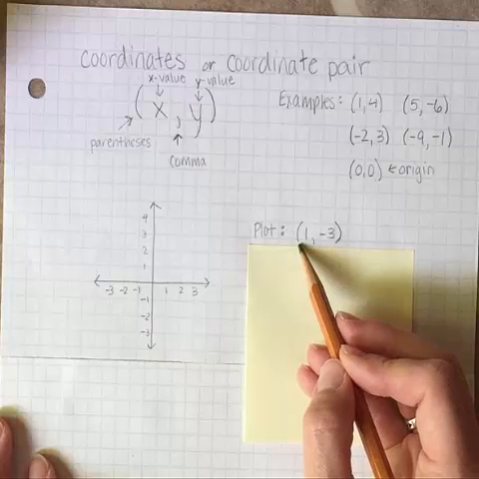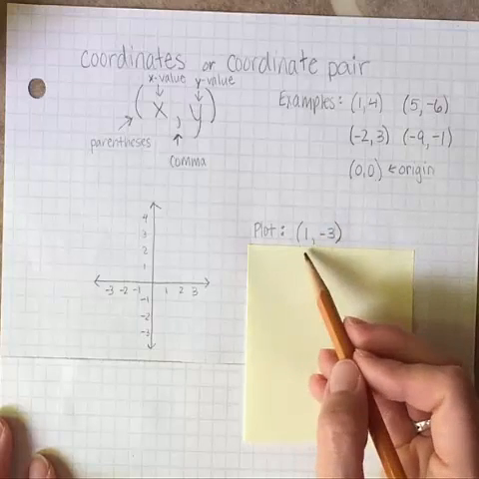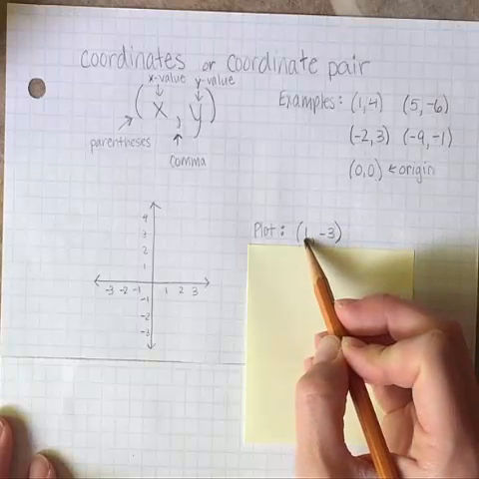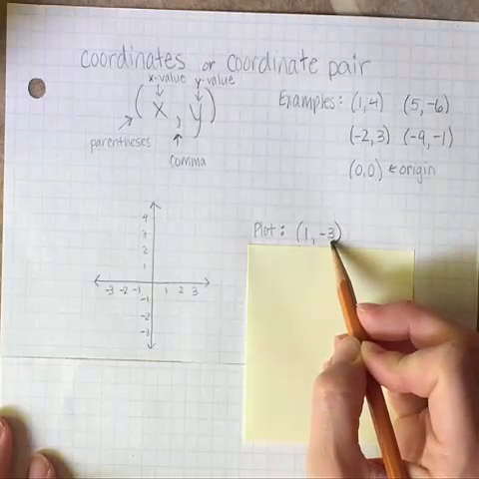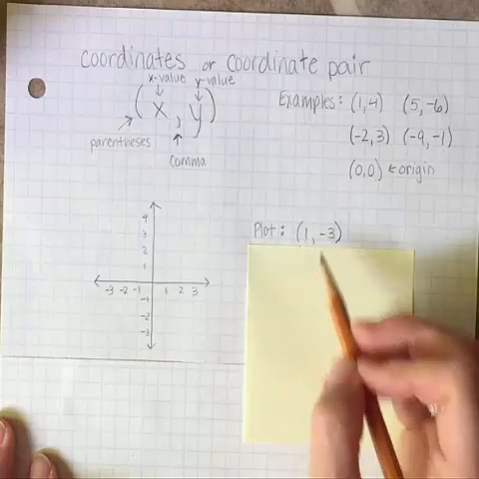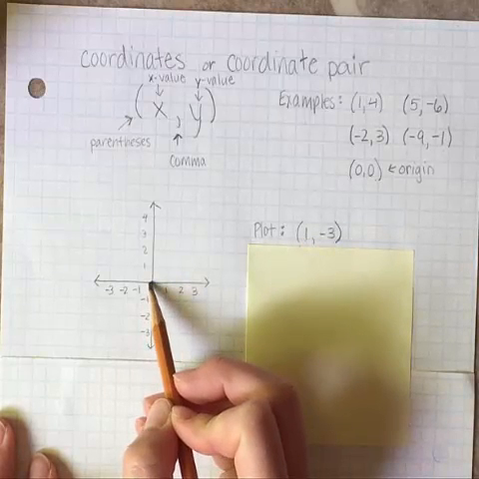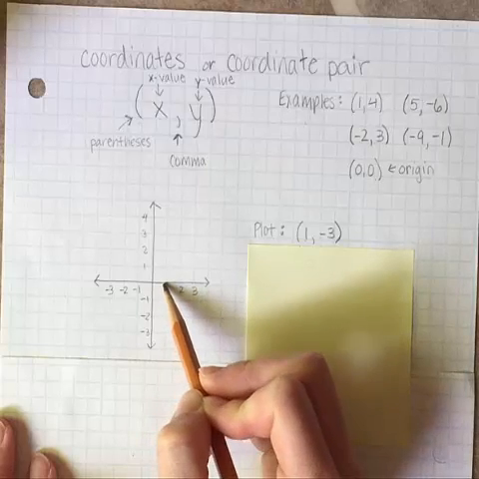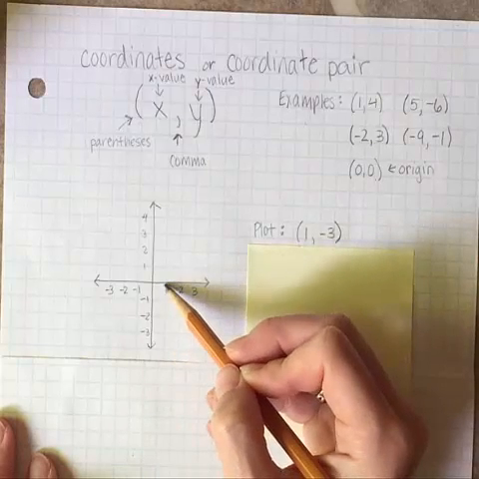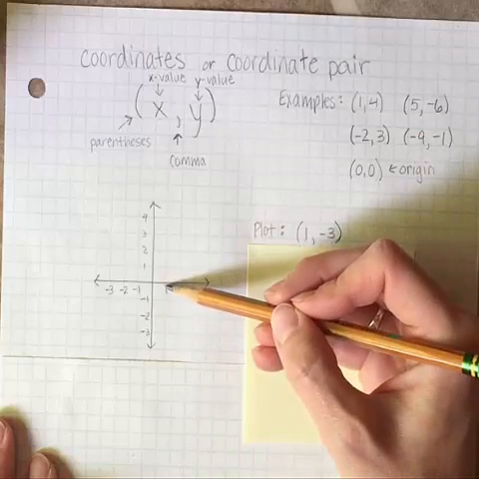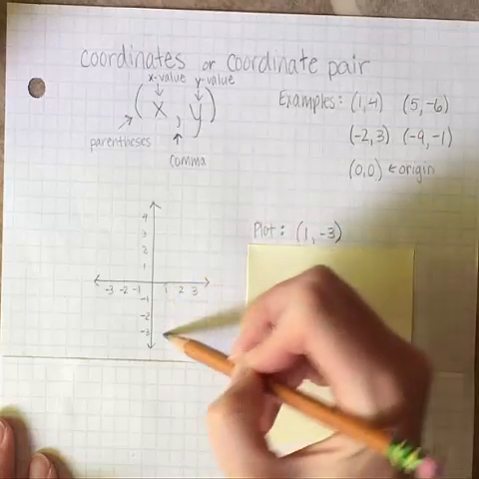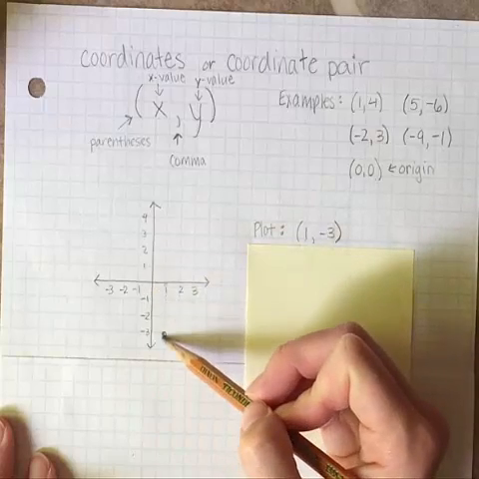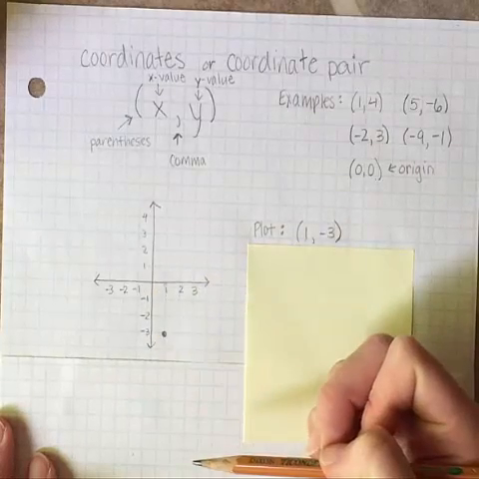First, if you have to plot a point, I've got an example here of 1, negative 3. This is how you would do it. The 1 is the x value, the negative 3 is the y value. So you start with the 1, you go over on the x-axis to where the 1 is. This is the 1 point. Then your y value is negative 3, so you would go down on the y-axis to where the negative 3 is, and you make a point. So I have 1, negative 3, and that's my point.